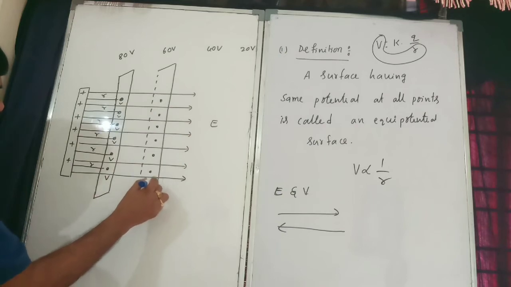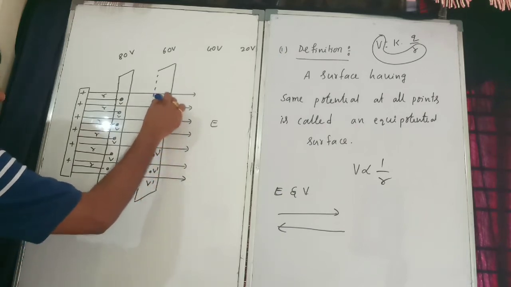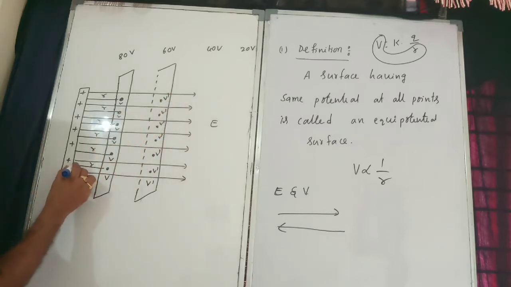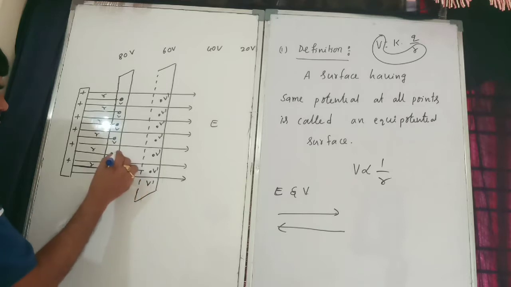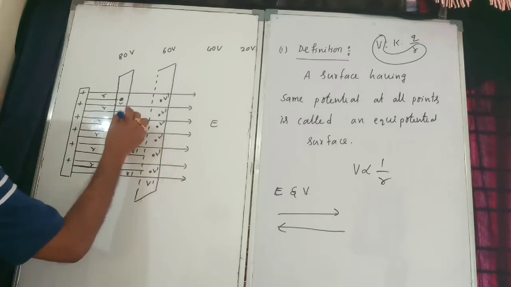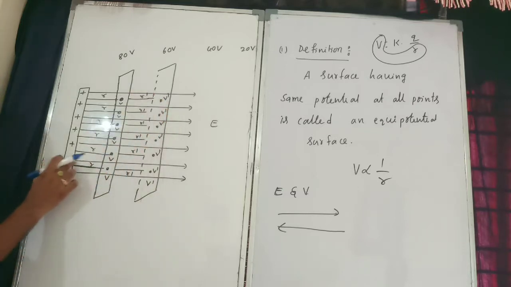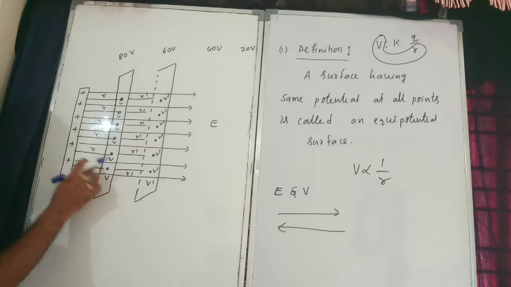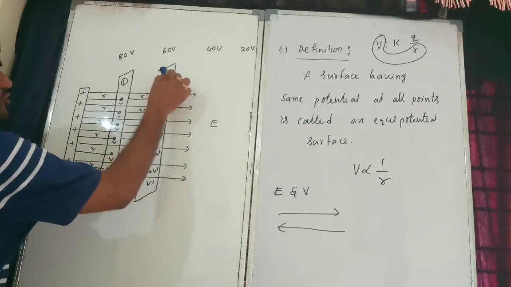So this is the V dash and V dash and V dash. So from here to here distance is something R dash and R dash and R dash. Are you clear? From here to here R dash. From here to here R. That means this is plate number 1 and plate number 2.